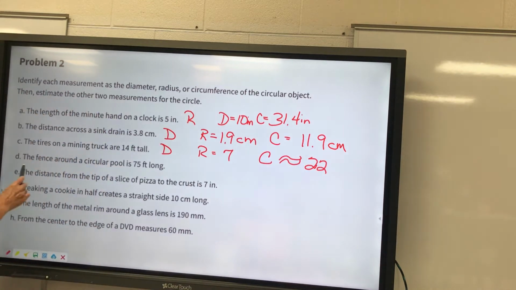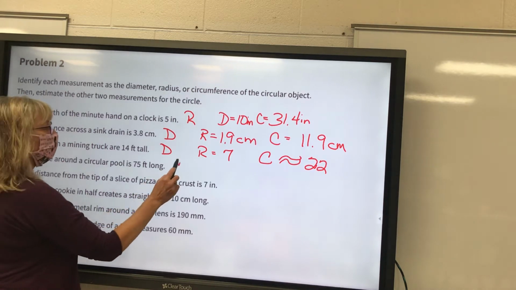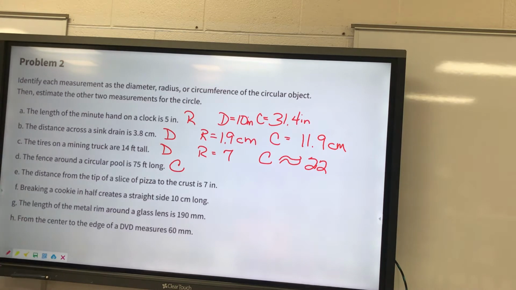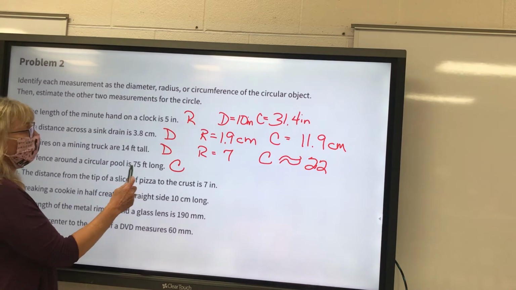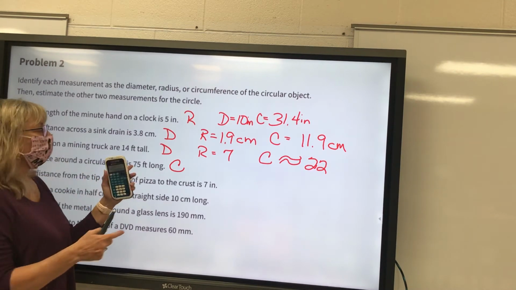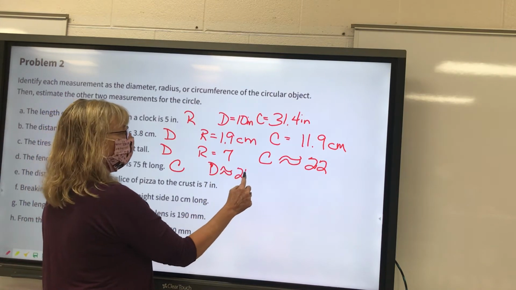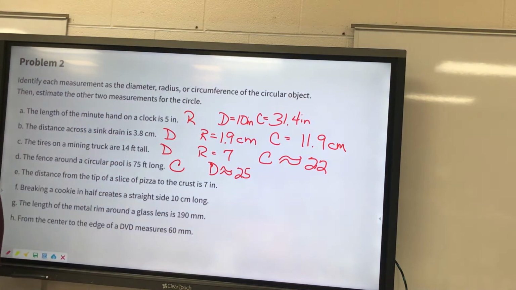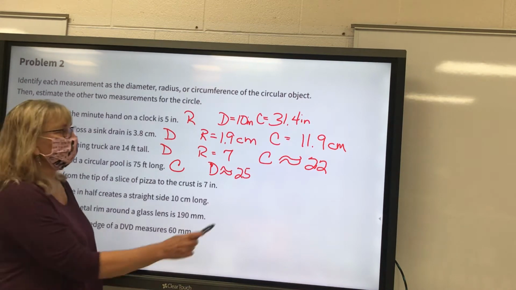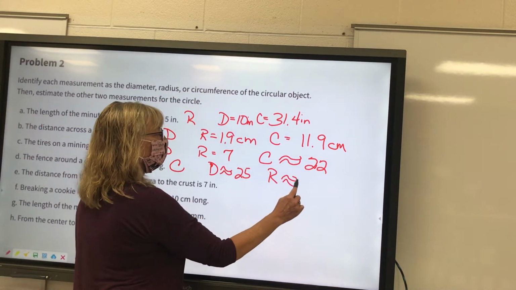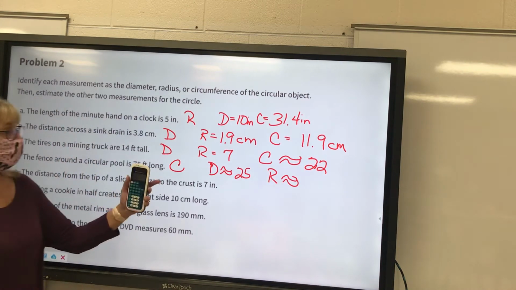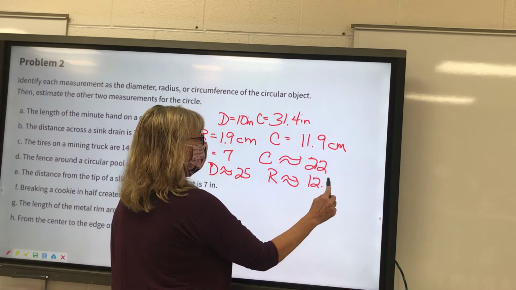Okay. The fence around a circular pool is 75 feet long. What is that? Circumference. Good. How would we find the diameter? Divide by 3.14. And we're just estimating, so we could say the diameter is approximately 25. It's going to be a little bit less than that, but we're close. And then how would we find the radius? Divide by 2, which is going to give me 12.5.